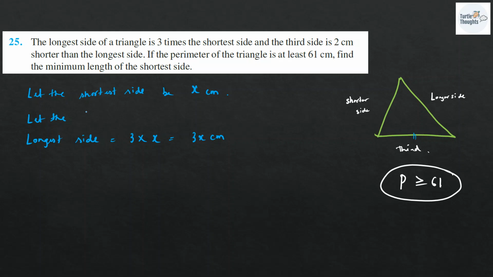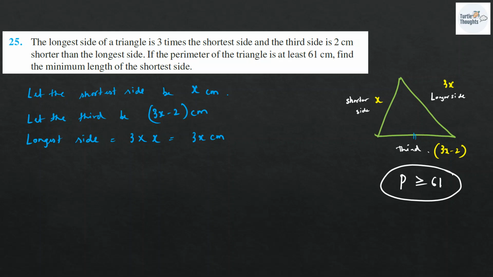Let the third side be... it is given that the third side is 2 centimeters shorter than the longest side. Which is the longest side over here? It is going to be 3x, isn't it? 2 centimeters shorter means 3x minus 2 centimeters. So these are going to be the lengths that I'll be having. The shortest side is going to be x, the longest side is going to be 3x, and this is going to be 3x minus 2.